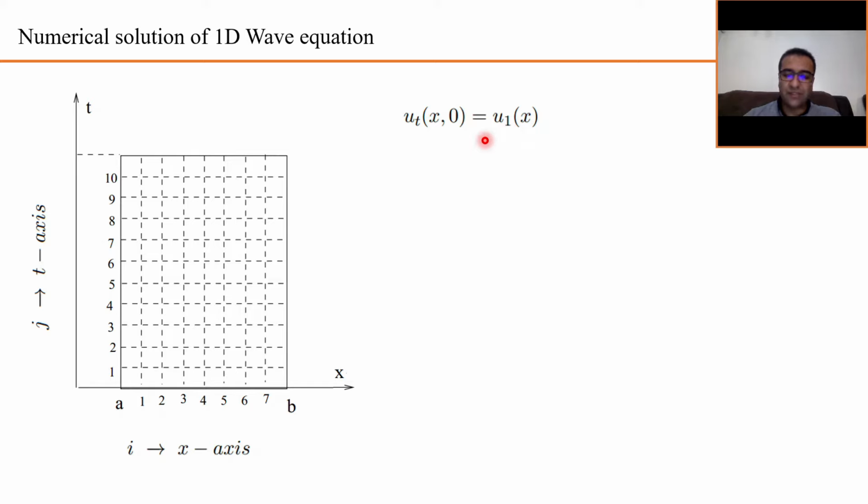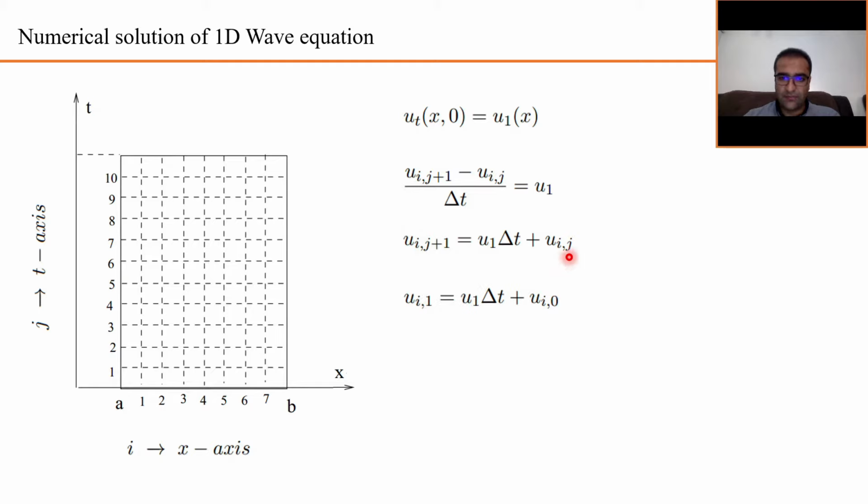But again, using the definition of the finite difference technique, instead of the first derivative we can write u_i^(j+1) minus u_i^j divided by delta t, and this is the function u1. We can find the value of u_i^(j+1) according to u1, delta t, and u_i^j. If we say that j equals 0 represents the initial moment and we substitute 0 here, what we have is u_i^1 equal to u1 delta t plus u_i^0, right? And we know this function.